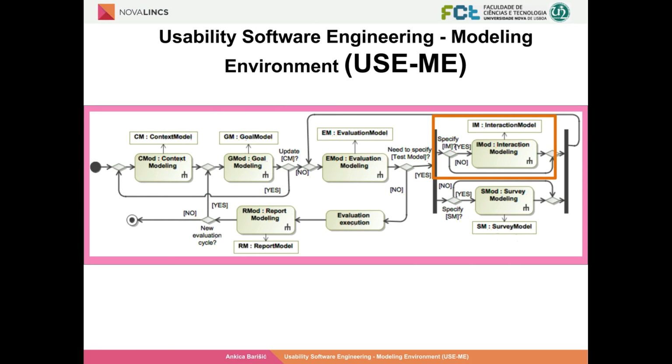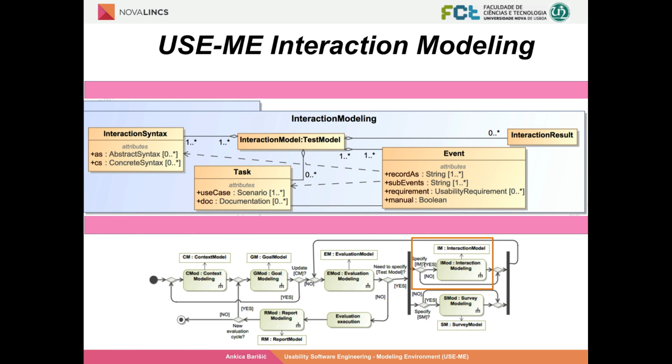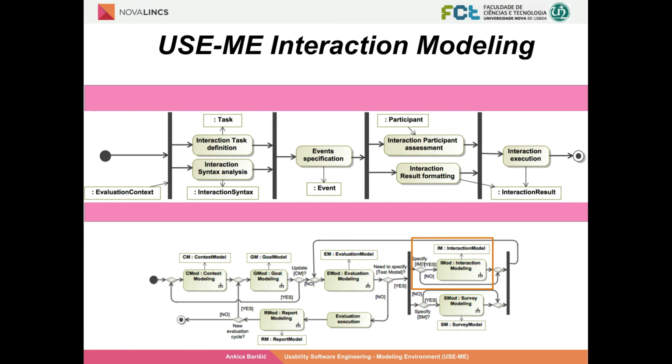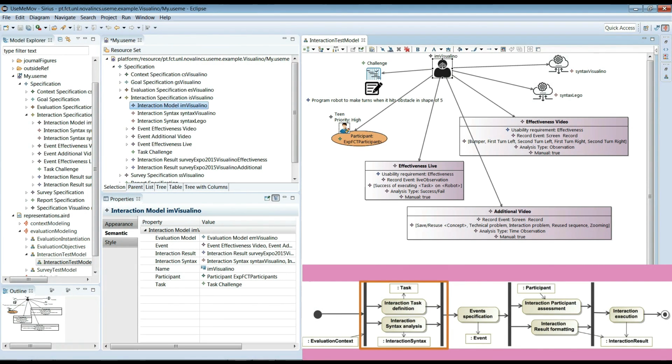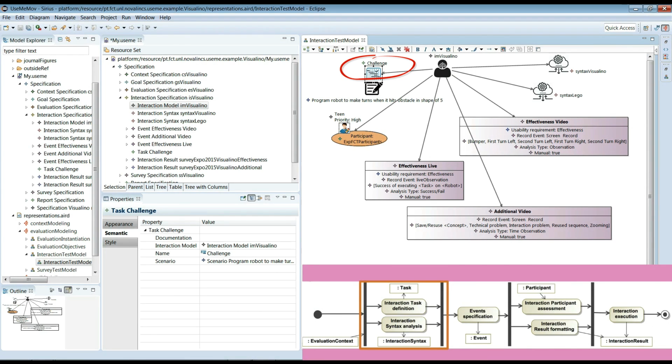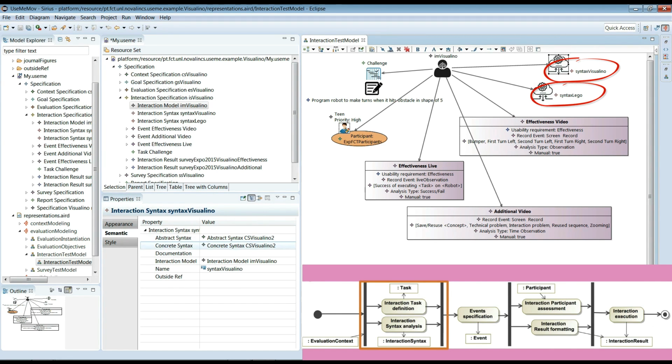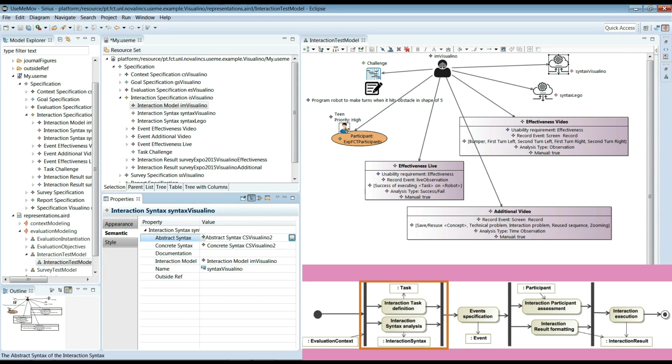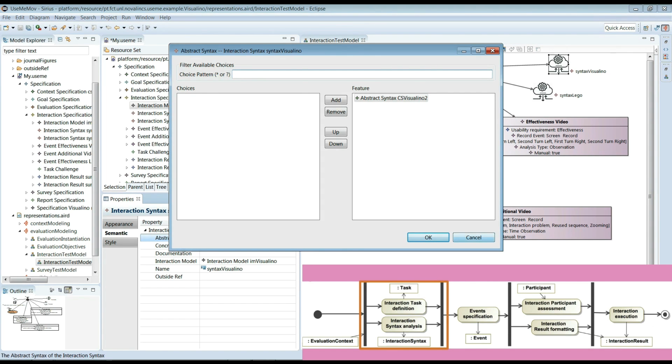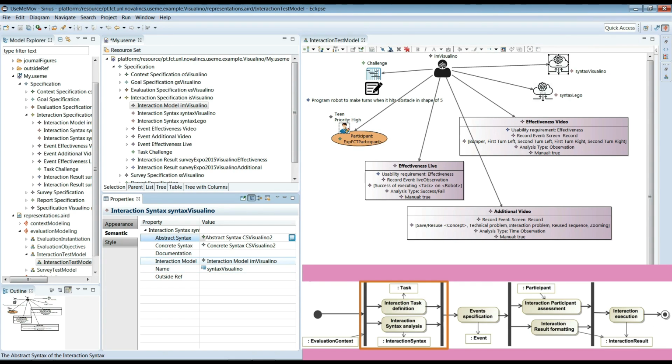To instantiate a test model as an interaction model, we perform the interaction modeling activity. The interaction model is specified for the task named challenge, which is associated with the concrete scenario from the evaluation context and is expected to be performed by participants during their interaction with the DSL. We encapsulate the interaction syntax from both Visulino and Lego into the interaction model in order to document which abstract and concrete syntax version was used during the event capturing process.